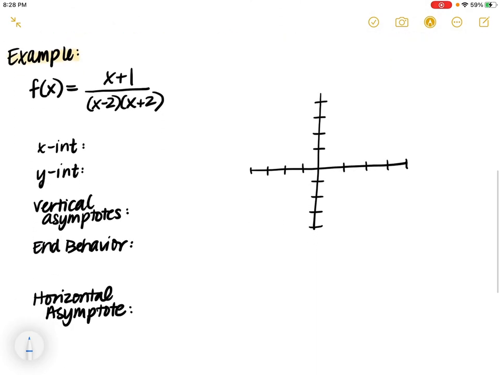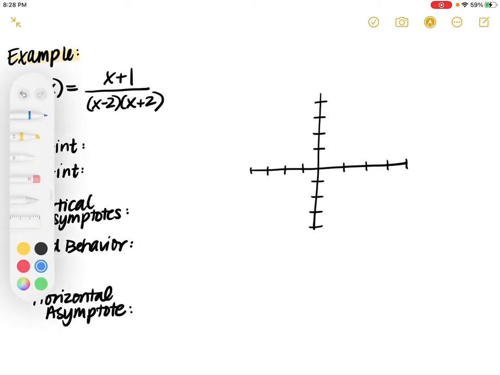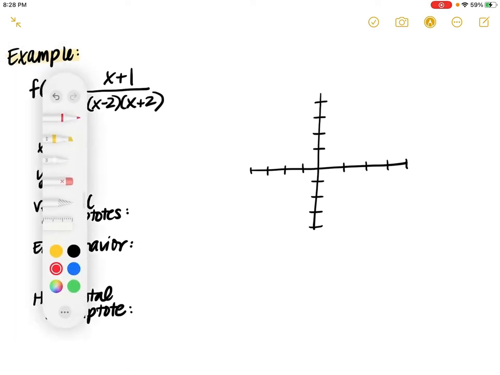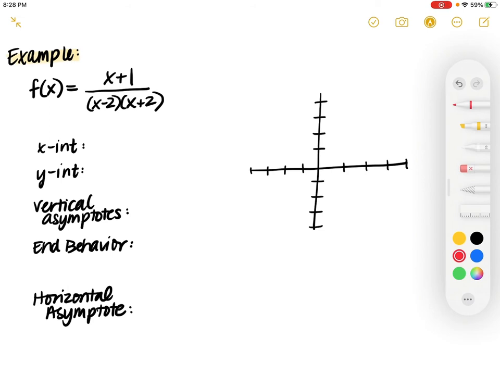So here we have a rational function, and we're going to break down each piece of it and then try to sketch it. So let's start with our x-intercept. We know our x-intercept comes from the numerator. So we're going to take that and set it equal to 0. x plus 1 equals 0. Subtract 1 from both sides. x equals negative 1. So our x-intercept is negative 1, 0. And let's plot that. Don't overthink this one. It is as simple as that, just taking the numerator, setting it equal to 0.